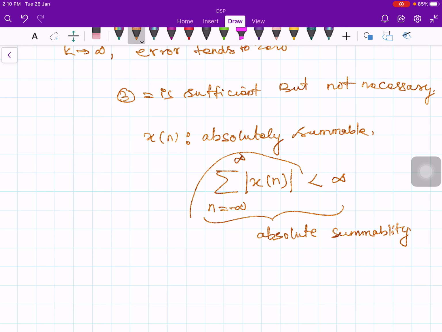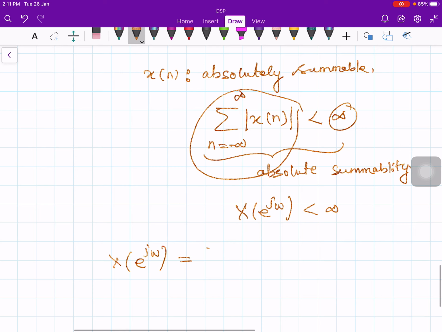If this summation is less than infinity, then X(e^{jω}) is less than infinity. Okay, this we can easily prove. How do you prove that? By definition, X(e^{jω}) is equal to the summation of x[n] e^{-jωn}, with n going from minus infinity to plus infinity.